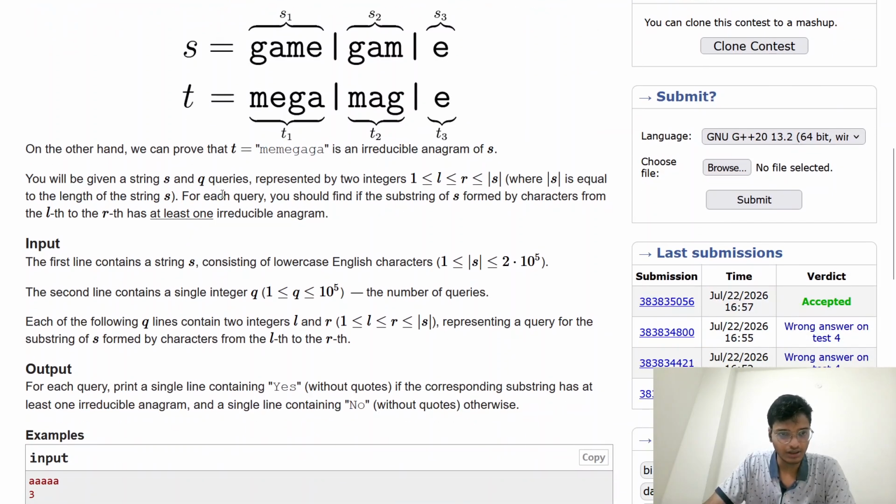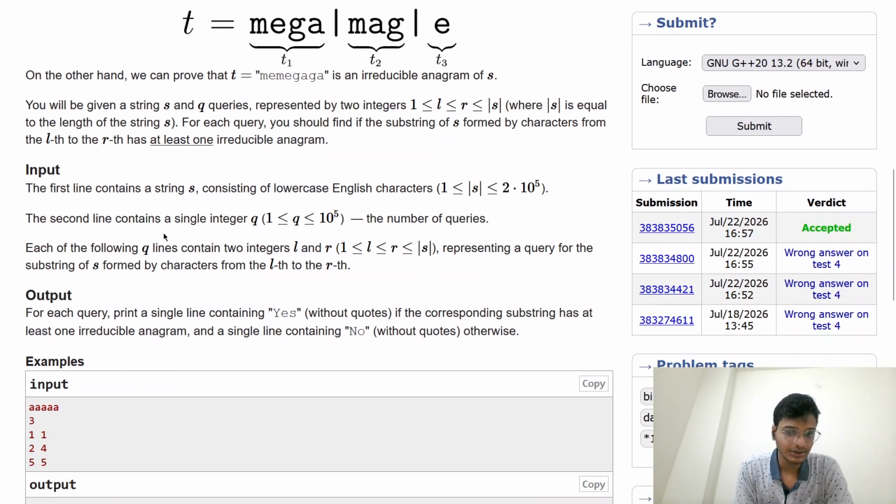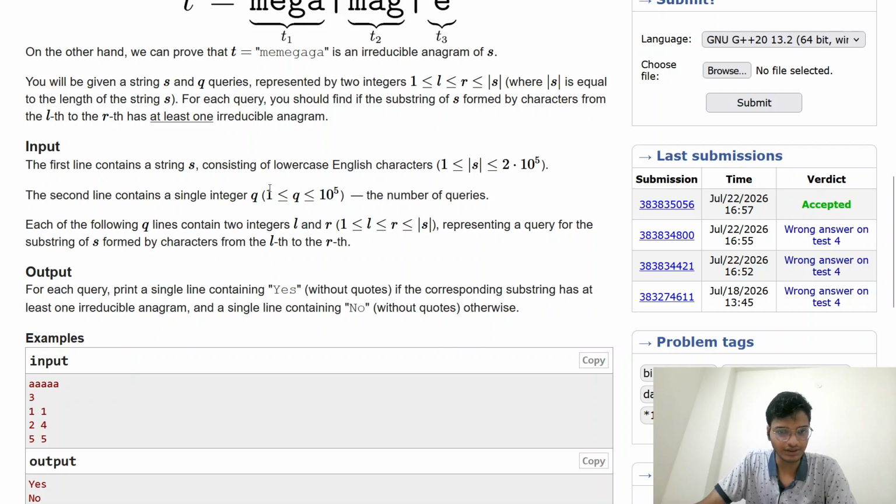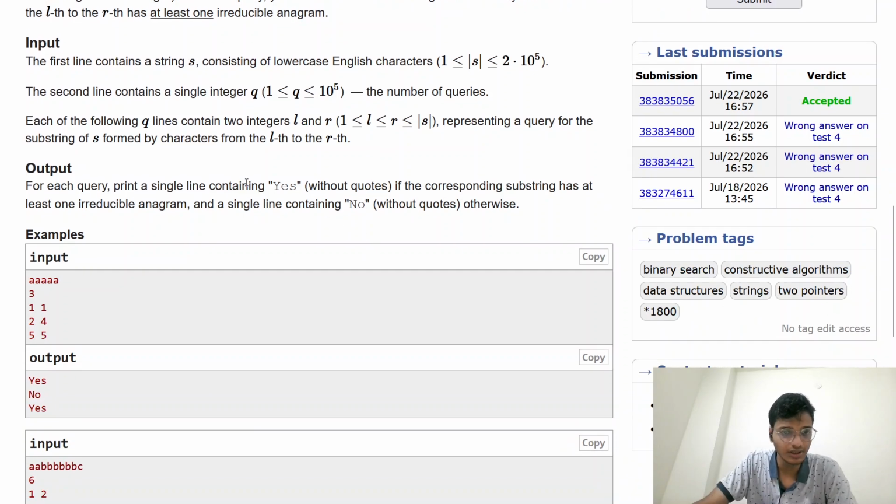So what do we have to do? We are given a string S and some Q queries, with L and R, where the substring is from L to R of S. For each query, we have to find out whether there exists at least one irreducible anagram. So what is the input? I have already told you, L and R is the substring that is given. We will output yes if such an irreducible anagram is possible, at least one, else we will output no.